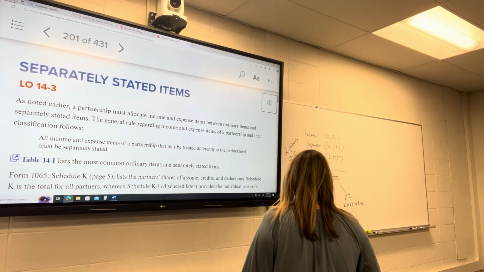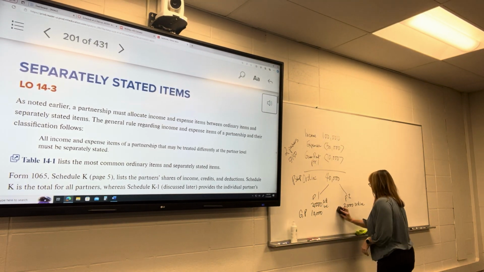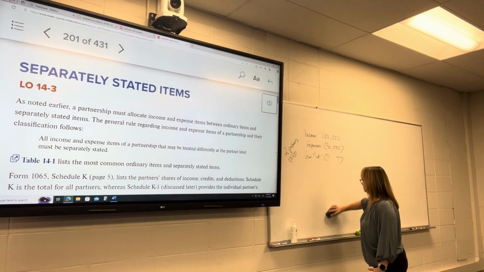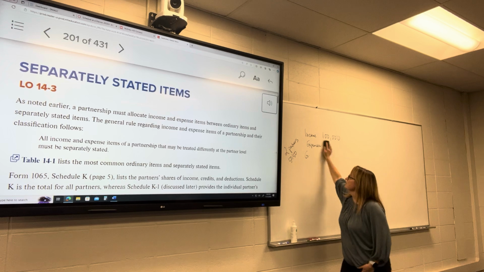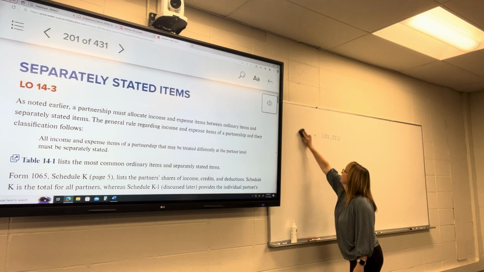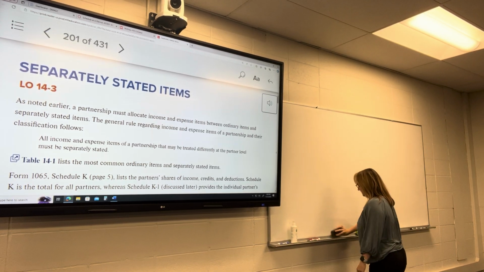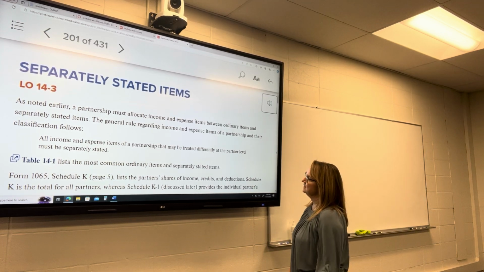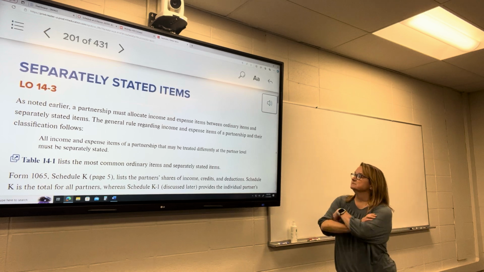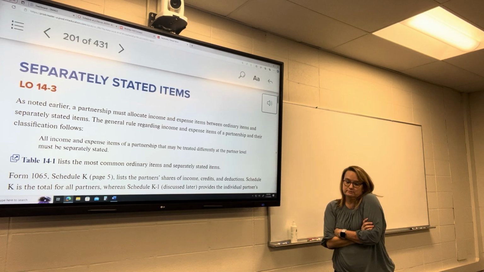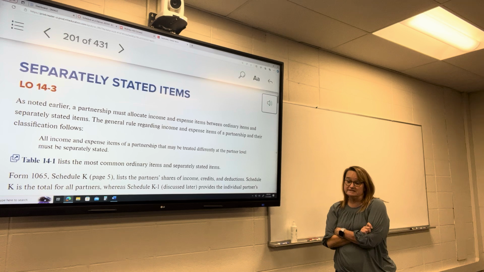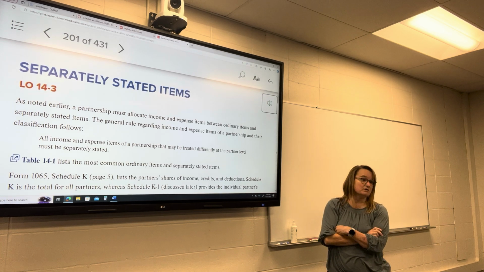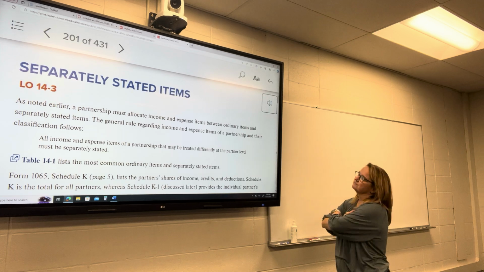Okay, so those separately stated items that I alluded to. We've got the ordinary income, which is essentially our net income from operations. For separately stated items, these are all those items, and they could be income items, they could be expense items, they could be deductions, they could be credits as well. Certain credits are separately stated for each of the partners.